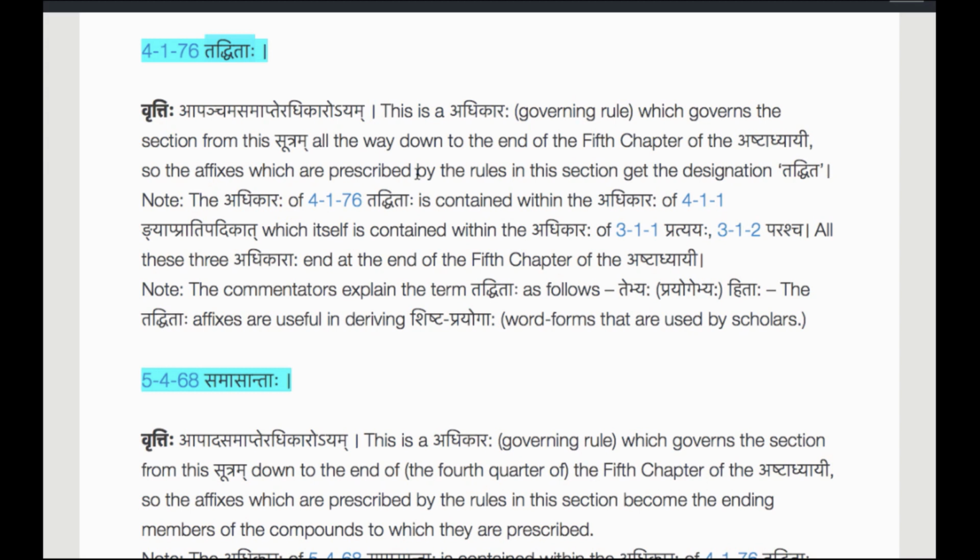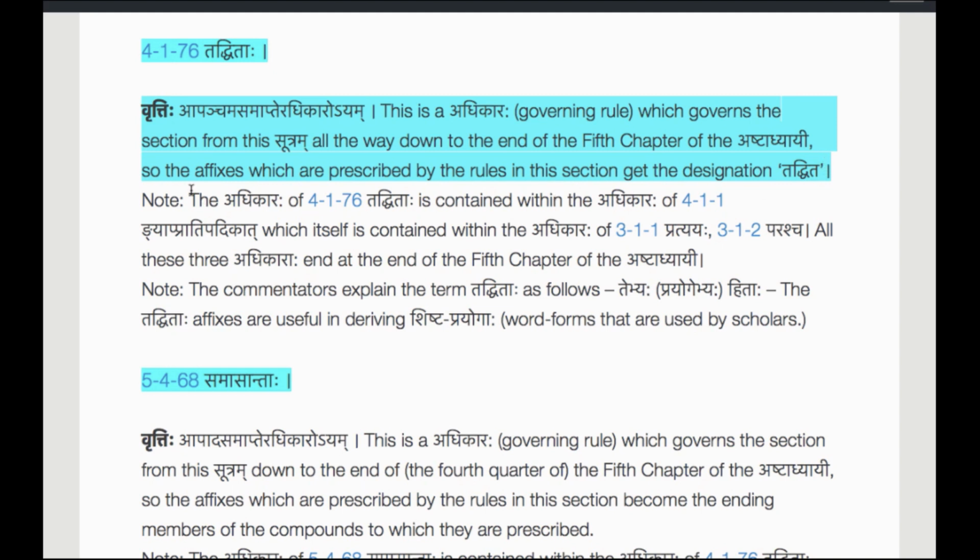To start, let us quickly revisit that Adhikara Sutram 4176 Tadhitaha. Vritti says that Apanchama Samapter Adhikaro Yam. So this is the Adhikara, a governing rule which governs the section from this Sutram 4176 all the way down to the end of the 5th chapter of the Ashtadhyayi. So the affixes which are prescribed by the rules in this section get the designation Tadhita.